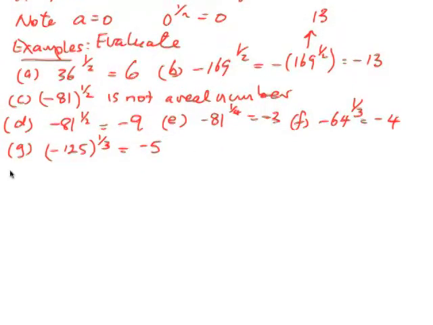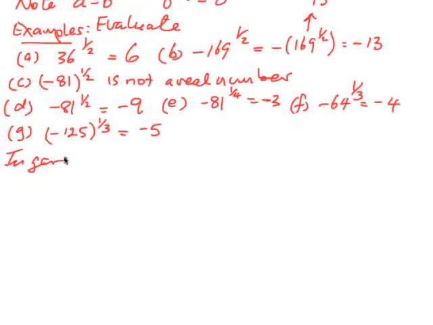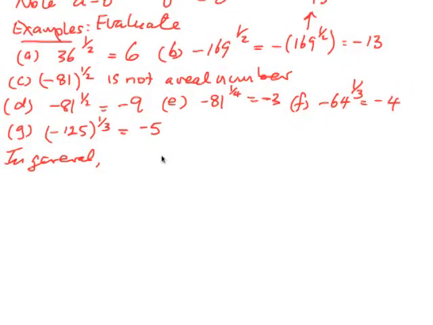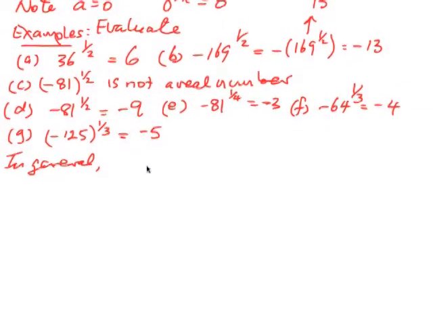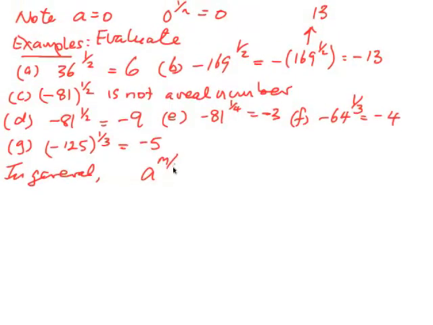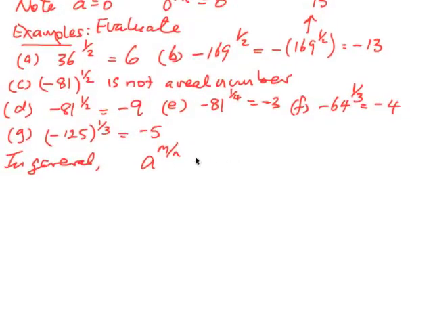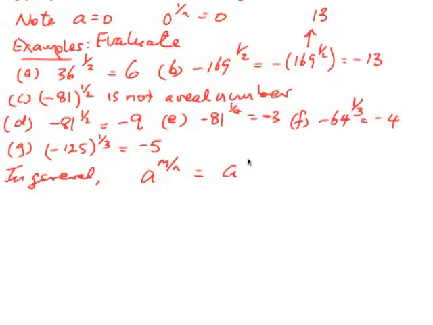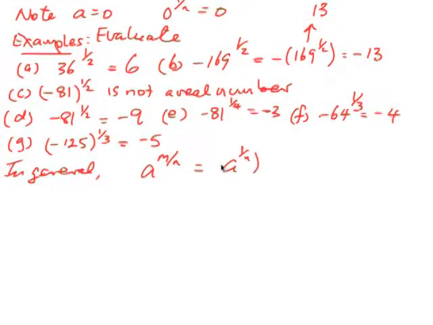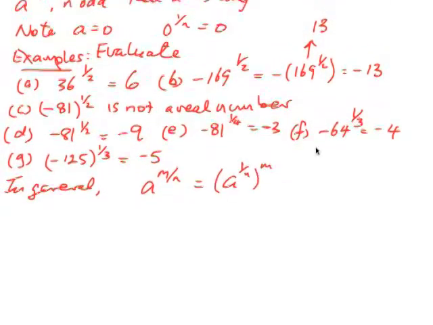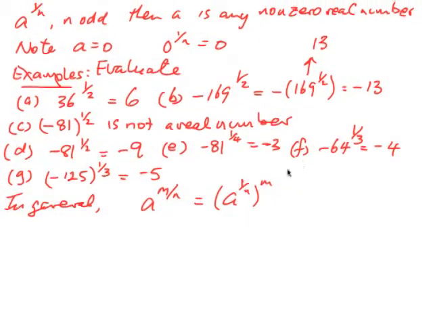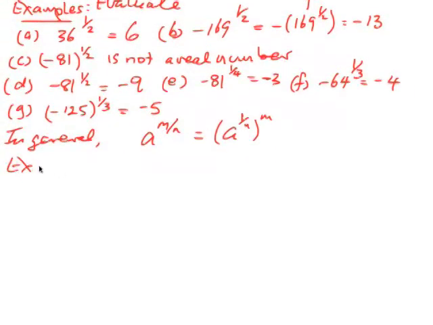Okay, so now in general, if I have a number a to the m divided by n, this of course is going to be a to the 1 on n to the power of m using our exponent rules. So let's do some examples of this.